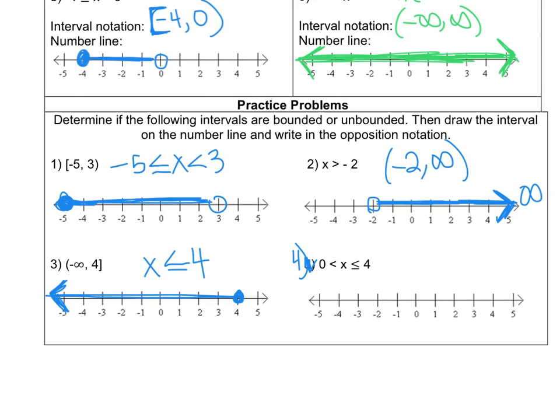Alright, for number 4, we are starting at 0 with an open circle, and then ending at positive 4 with a closed circle, and shading everything between. And then as an interval, this would just be 0 with a parenthesis to 4 bracketed.